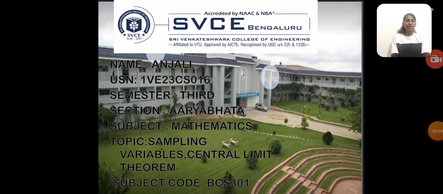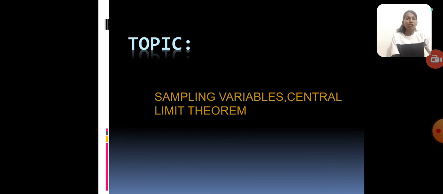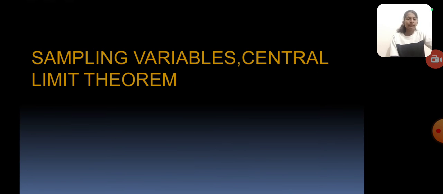As you all know, myself Anjali, pursuing my degree in Sri Venkateshwara College of Engineering in the Department of Computer Science and Engineering. Here I am explaining sampling variables and central limit theorem in maths, which has the subject code BCS 301. First we will discuss what sampling variables and the central limit theorem are. We'll go to the introduction part.